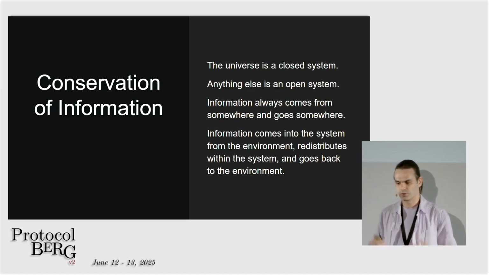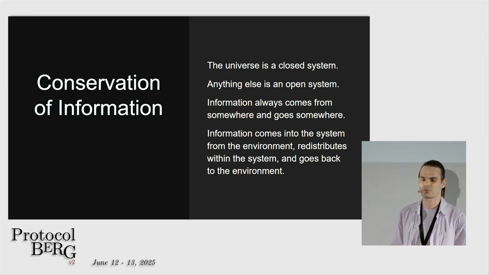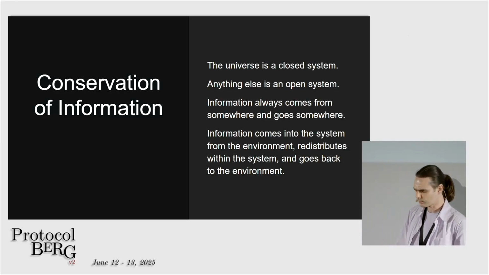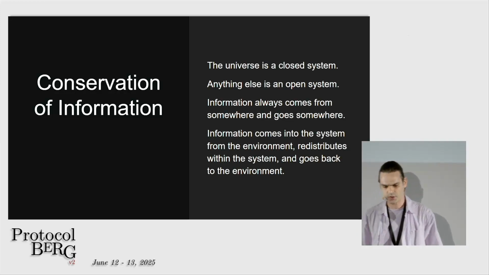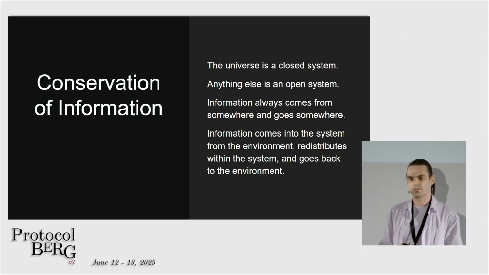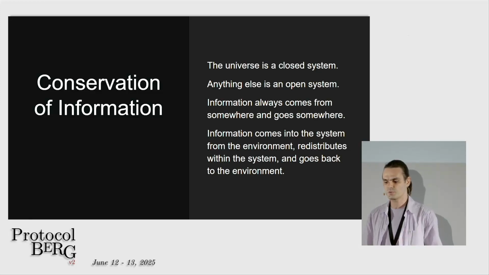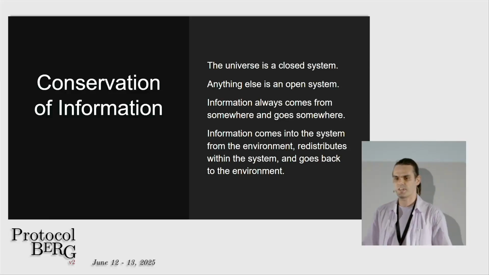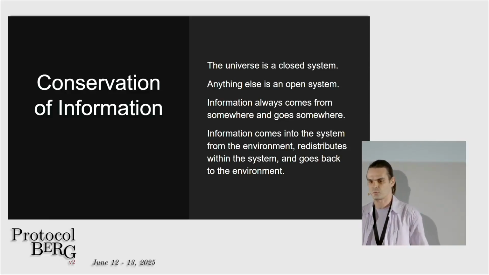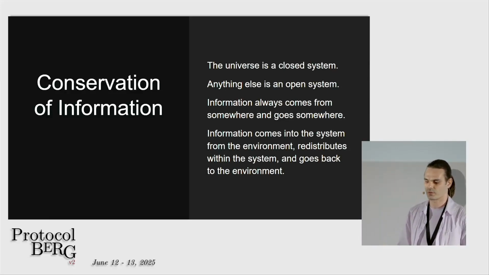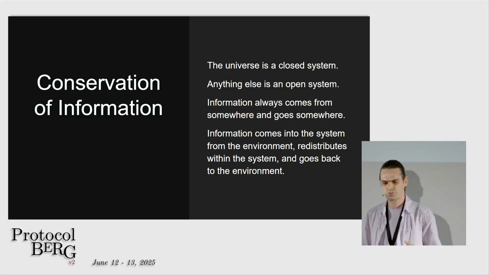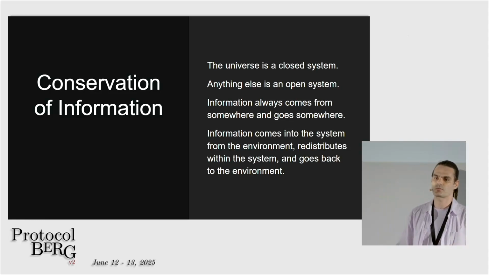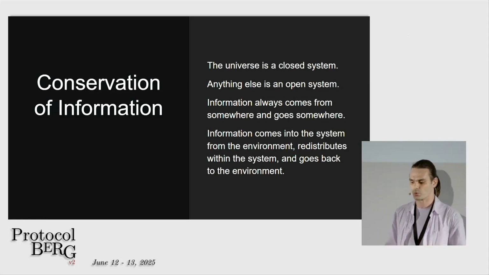One of the most important principles in physics is conservation, and it also applies to information. If we think of the universe as a whole system, it's a closed system. By definition, there is nothing outside it could interact with. But anything else is an open system, a part of the universe surrounded by the environment. Information in the universe is conserved. So information always comes from somewhere, and it eventually goes somewhere.